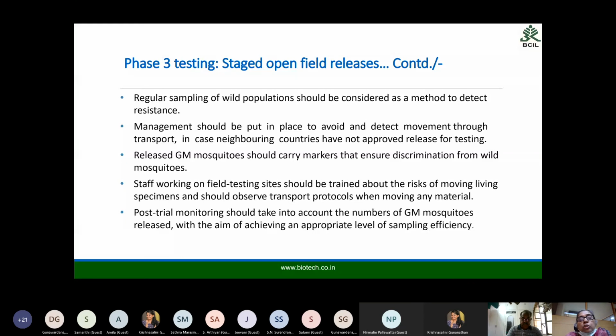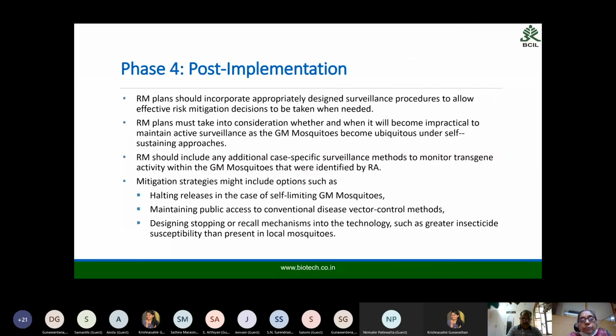Released GM mosquitoes should carry markers that ensure discrimination from wild mosquitoes. Once again, same as in phase 2, staff should be trained about the risks of moving living specimens and should observe the transport protocols when moving any material. Post-trial monitoring should take into account the number of GM mosquitoes that were released, with the aim of achieving an appropriate level of sampling efficiency.